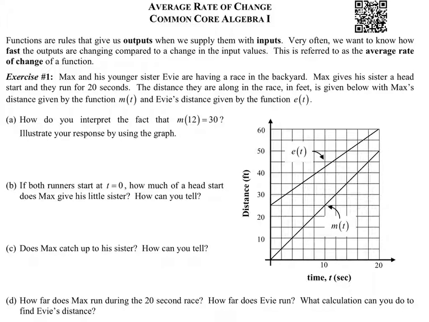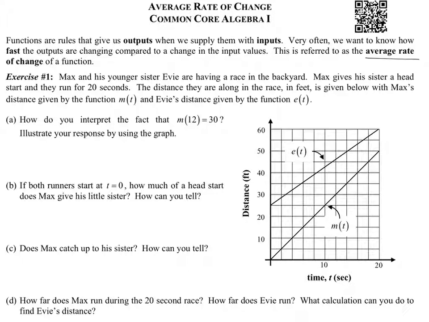All right, so functions are rules that give us outputs when we simply supply them with inputs. Very often we want to know how fast the outputs are changing compared to a change in the input values. This is referred to as the average rate of change.